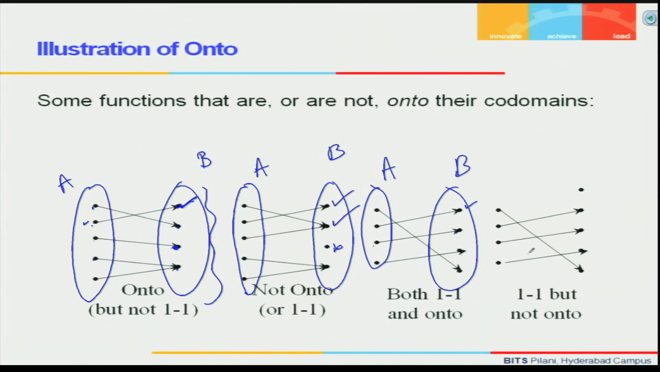Here this is 1-1, because all the distinct elements have distinct images, but this one doesn't have a pre-image. Hence this is not onto. So that is how we need to check whether a given function is onto or not.